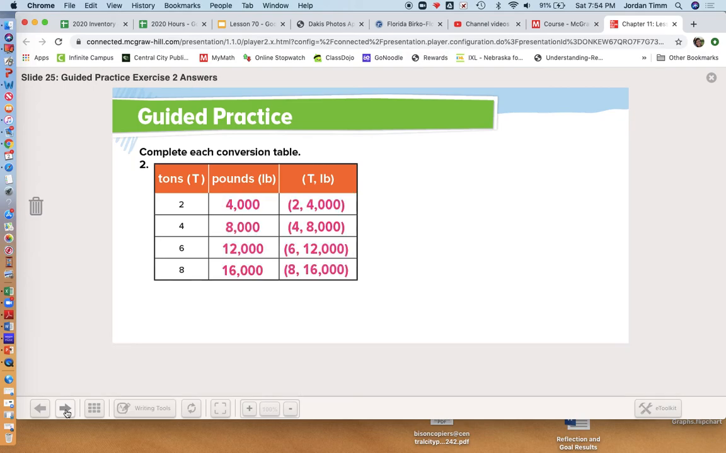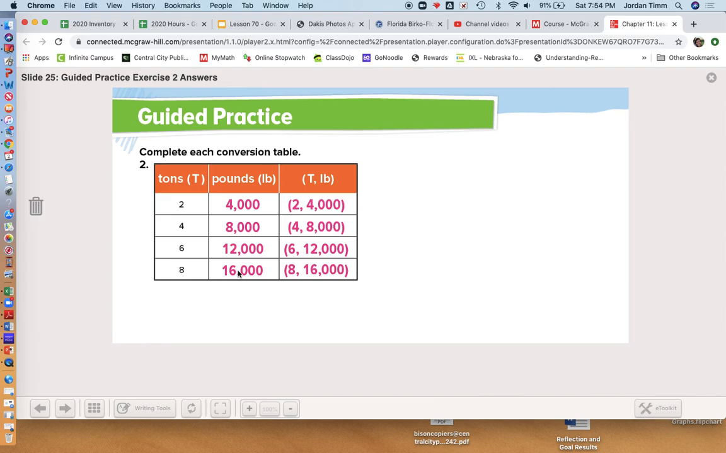All right, let's check it. So we have 4 would be 8,000 pounds, 6 tons, 12,000, 8 tons, 16,000. And that is what you will need to know in order to complete the independent practice. So remember those 2 conversions: 16 ounces in a pound, 2,000 pounds in a ton.